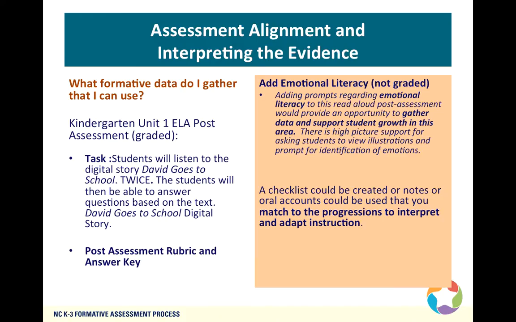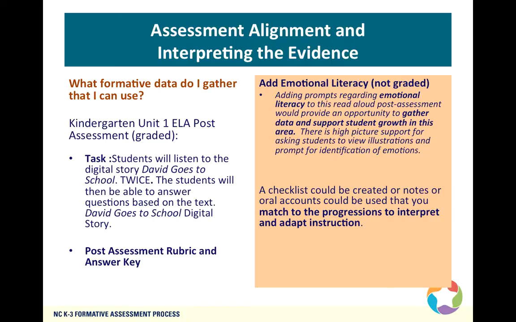Let's try another one together. You have a Unit 1 ELA post-assessment using David Goes to School, where this book is read digitally to students. And then you have a post-assessment rubric that you use. That book is an excellent example where you could add a question or two to gauge students' level of emotional literacy in a non-graded way. So you could add a prompt or two around emotional literacy when using that post-assessment rubric.